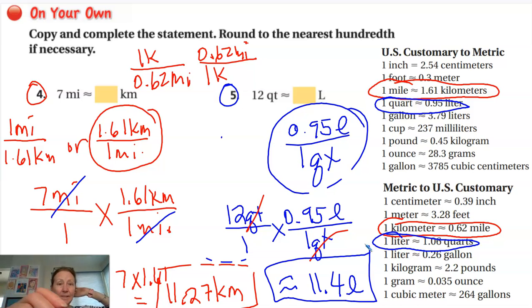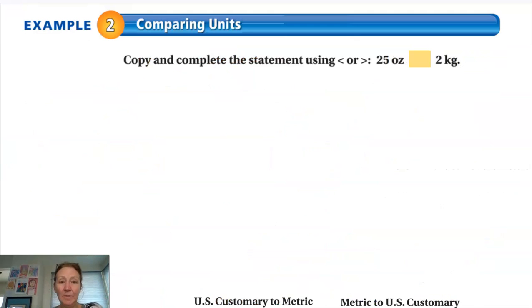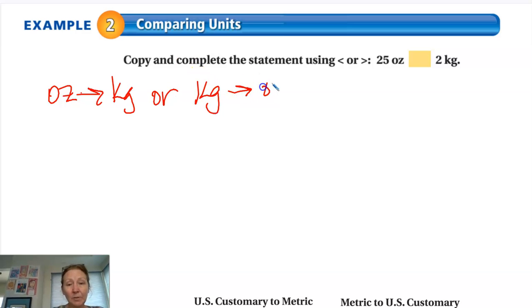Okay, last example. How about if you're going to compare quantities and they're not in the same units, we need to convert them to the same units. So I'm trying to figure out which is bigger, 25 ounces or 2 kilograms. Here's what I want to do. I want to have the same units. So either I'm going to change ounces to kilograms, or I'm going to change kilograms to ounces. They have to be the same to compare them.